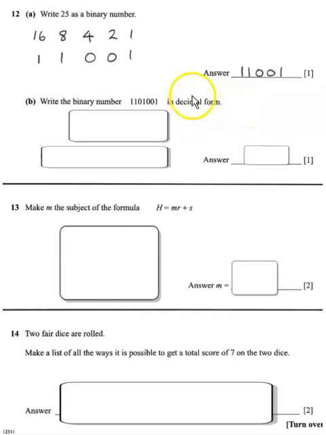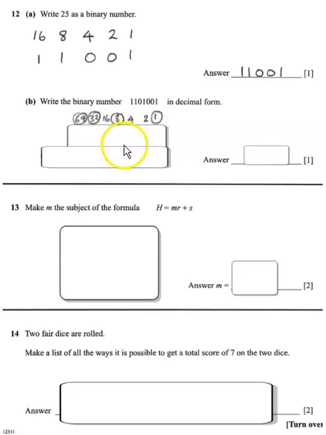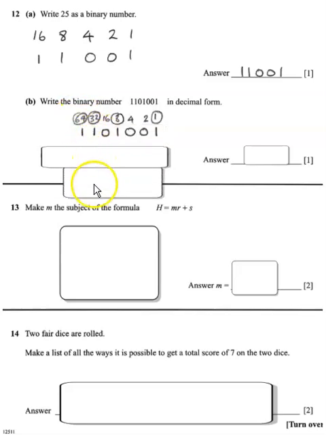So it says write the binary number 1101001 in decimal form. So it's exactly the same as what we did before. 1 times 2 is 2, 2 times 2 is 4, 4 2s are 8, 8 2s are 16, 16 times 2 is 32, and 32 times 2 is 64. So we put it above the binary number here.